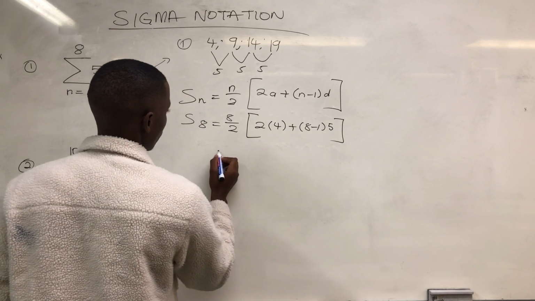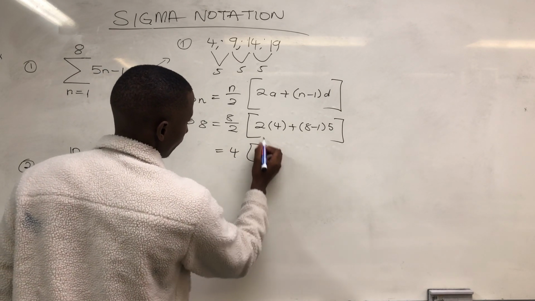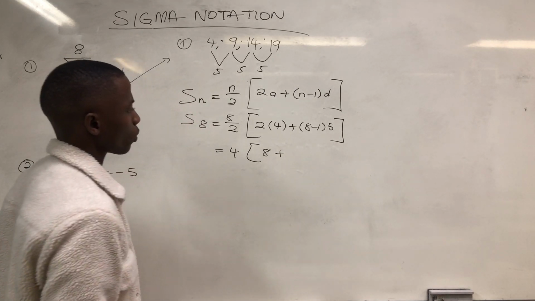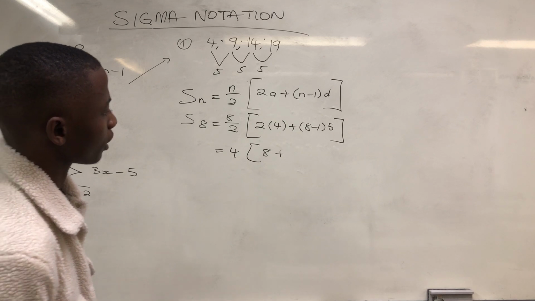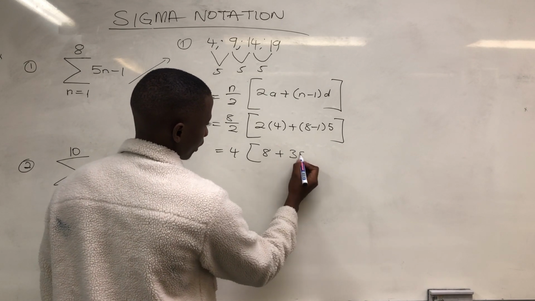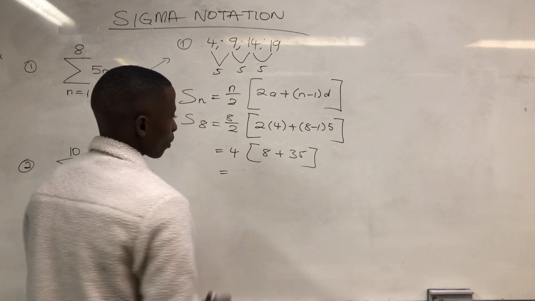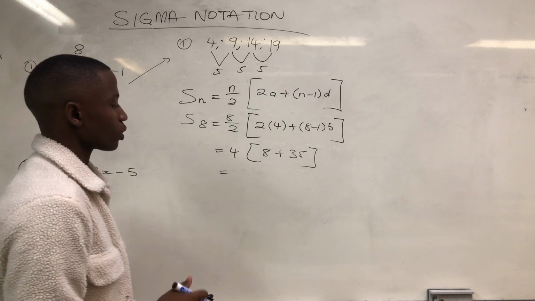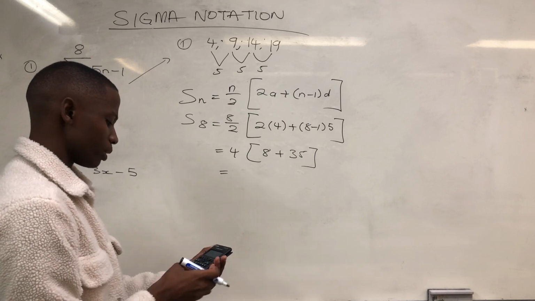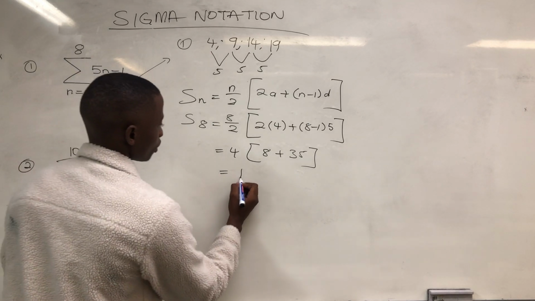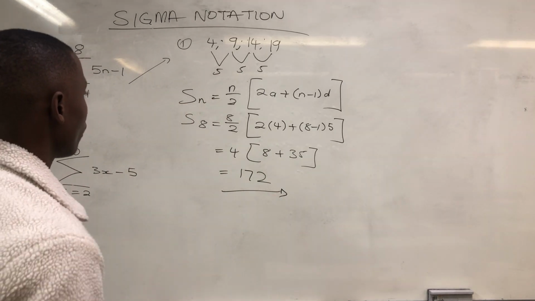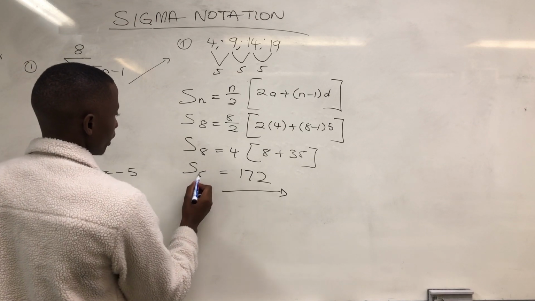So we have 2 multiplied by 4, so 8, plus 35. 8 minus 1 is 7, multiplied by 5, 35, okay? So this is going to be equal to, let's press in the calculator. Let's just add 8 plus 35. 8 plus 35 is equal to 43, multiplied by 4. That's 172. That's our final answer for the sum of the first 8 terms in that sequence.